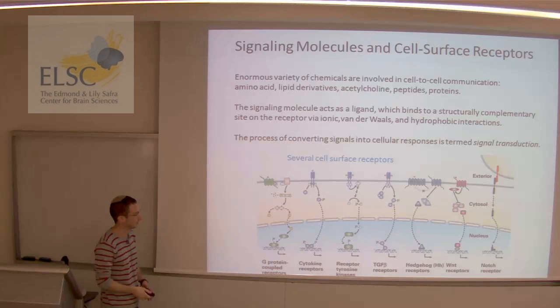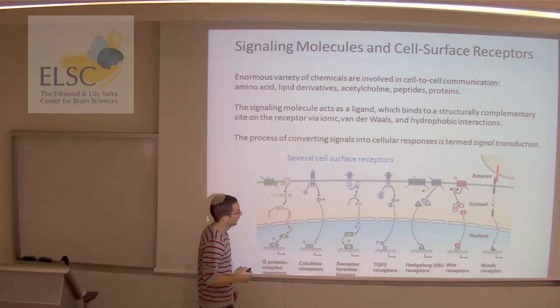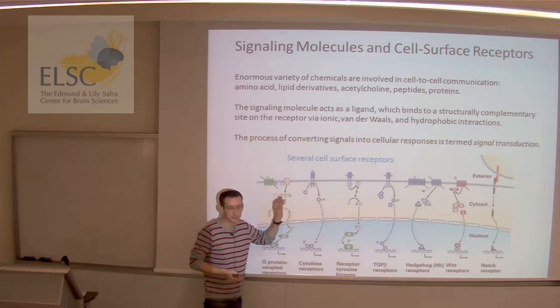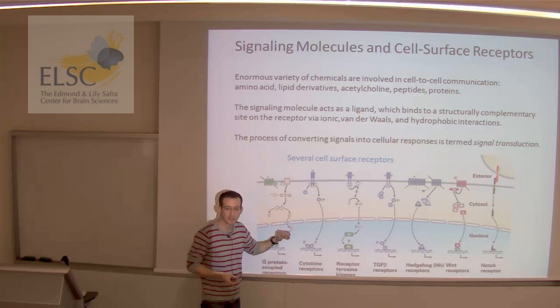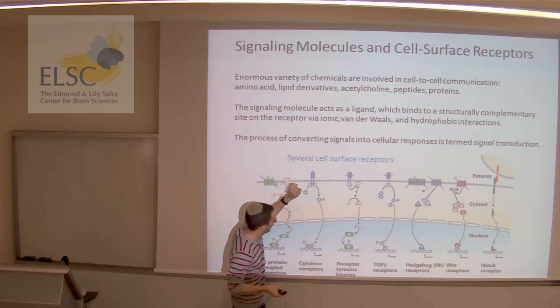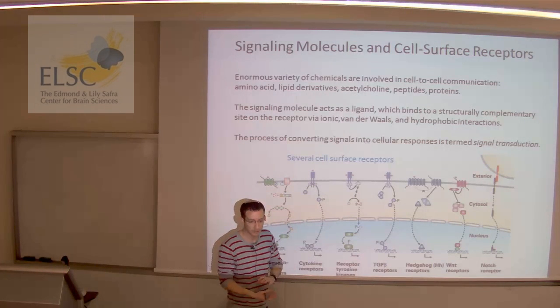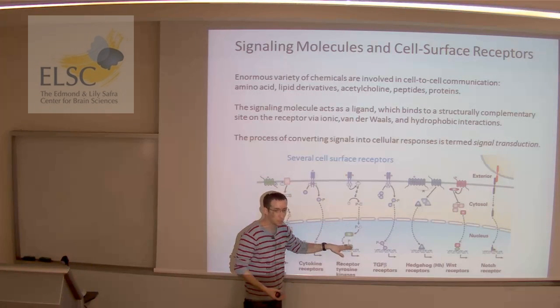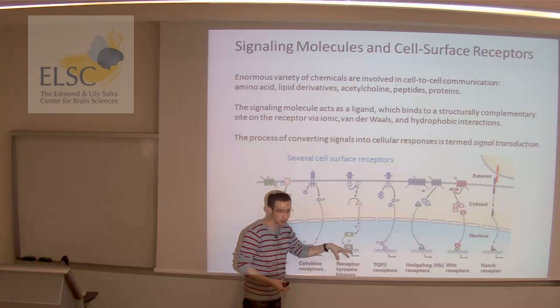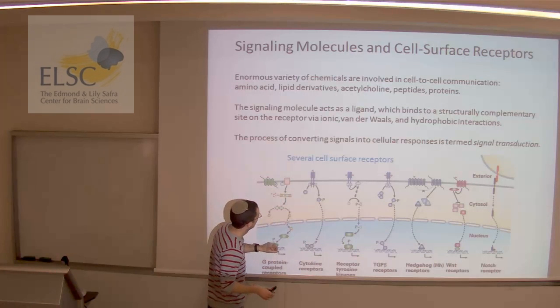So the whole process is termed signal transduction. And a general look at molecules that play a role in cell-to-cell communication shows that we have several different strategies to activate intracellular processes. Some receptors activate kinases that phosphorylate other proteins, transcription factors, that are then translocated to the nucleus and induce transcription of new genes, synthesis of new proteins.